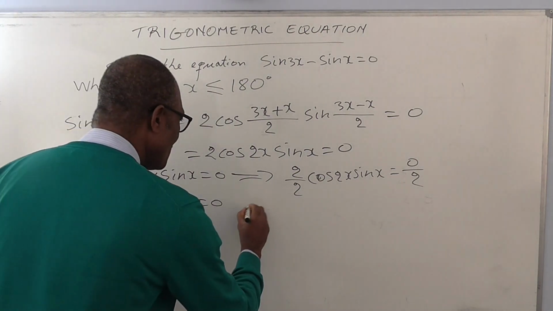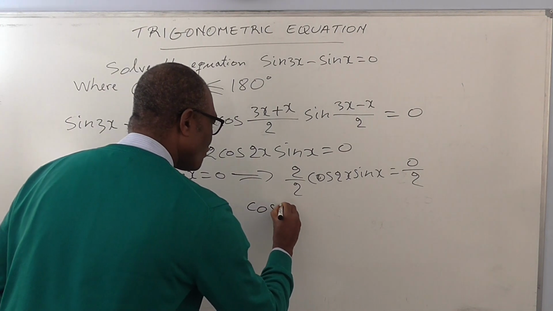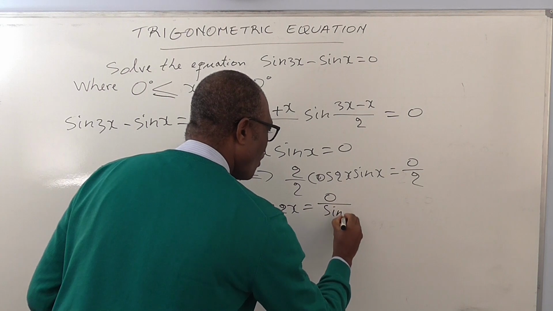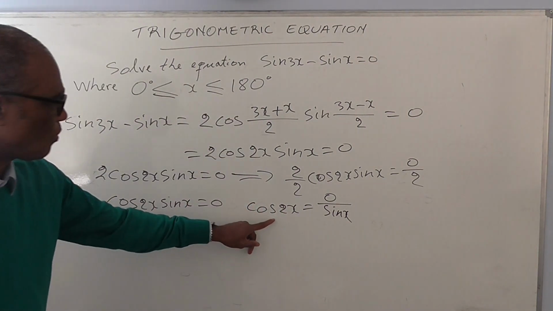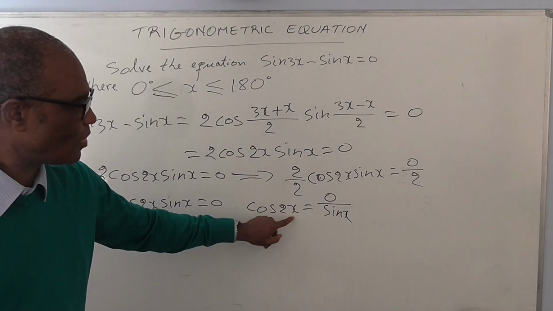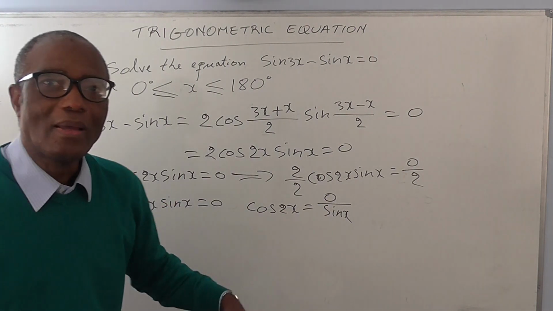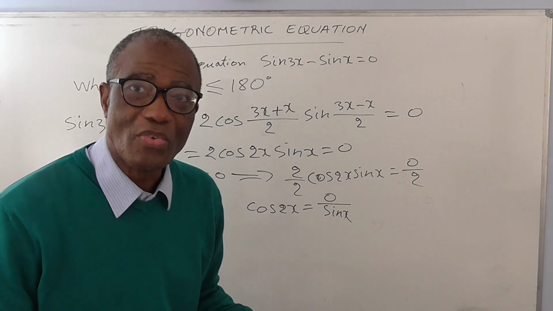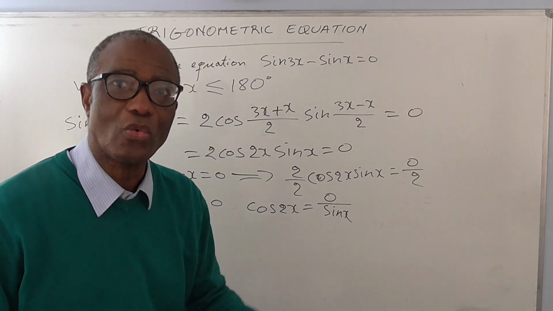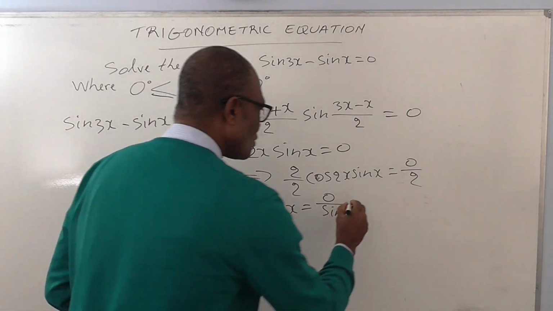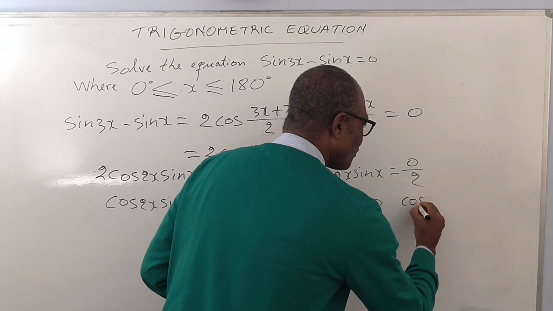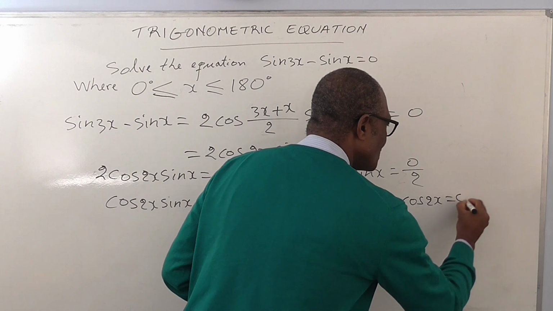Okay, from there we can write cos of 2x will be 0 divided by sine of x. So from here we're going to write cos of 2x is equal to 0 divided by sine x. 0 divided by anything will give 0. So this will give 0, so that cos of 2x is equal to 0.